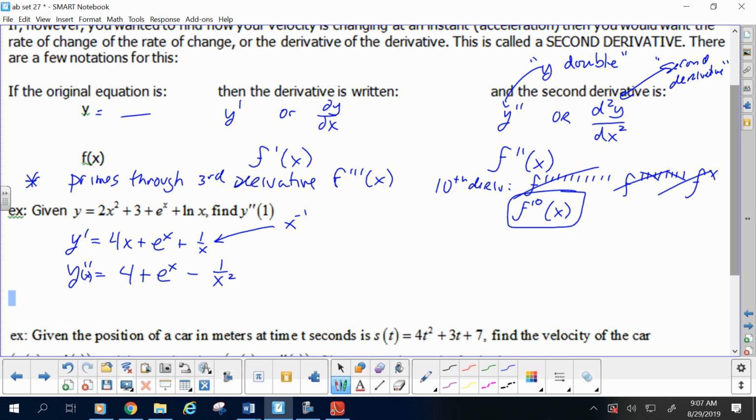Any x. And so y double prime at 1 is 4 plus e to the 1 minus 1, or 3 plus e. Let's just pause and also stop something that makes me crazy.